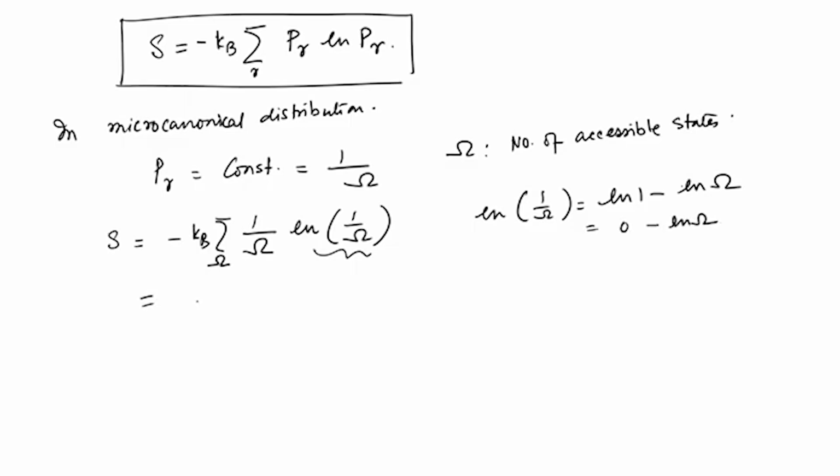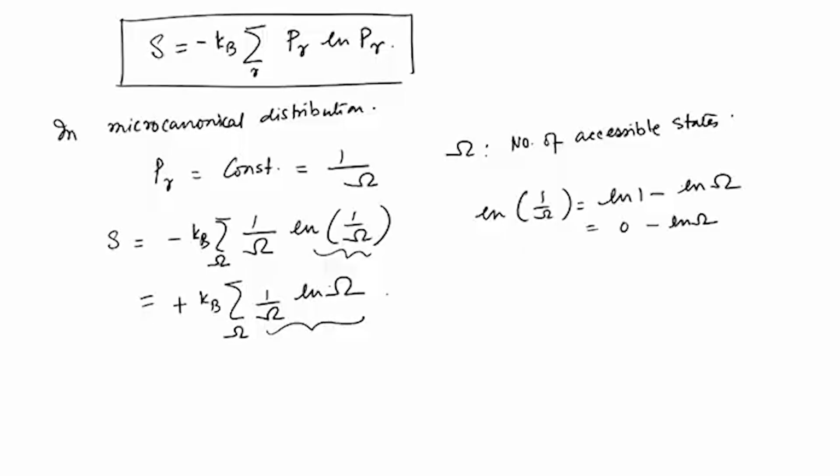So, the minus sign goes away, and we have a minus k sum over omega of 1 over omega times minus log of omega. So, this minus sign becomes a plus sign. Okay. So, this is the expression for entropy, and this is inside the sum, but then every term is a constant. So, if you sum over omega, you simply multiply it by omega, that is the number of accessible states that you are summing over.